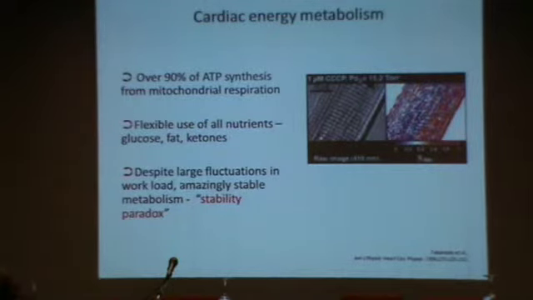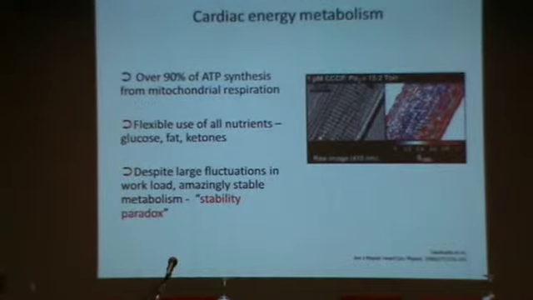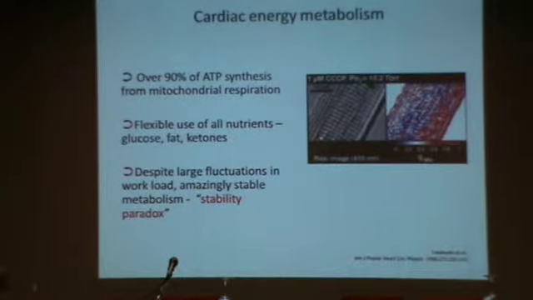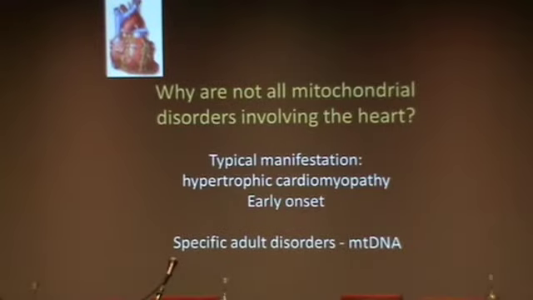So, as I said, the heart uses a lot of energy. It's the only organ that all the time uses all kinds of nutrients, the fats, the glucose, the ketone bodies, because it's pumping all the time. And despite there is huge fluctuation in the requirement of energy, its energy metabolism still is kept very stable, which is pretty peculiar. So why, I think it's a very interesting question, don't we have cardiomyopathy in all mitochondrial disorders?